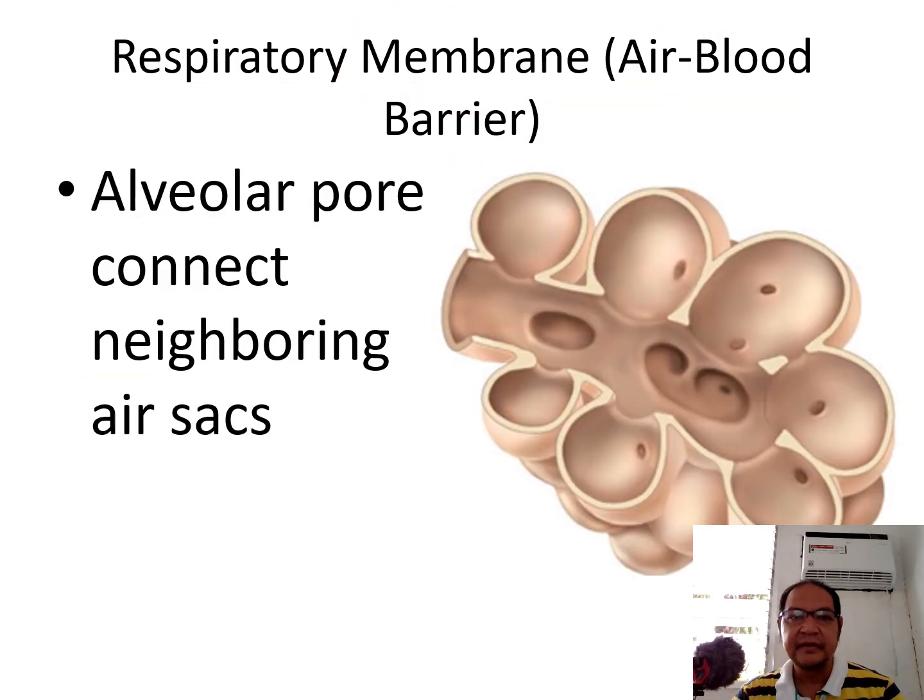Okay, so respiratory membrane, alveolar pores connect neighboring air sacs. If you look at the alveoli, there is a pore here, holes that connect to the other alveoli. Because sometimes if this is clogged, there will be no air supplying here, but it can have a supply of air when this one is connected there and connected here. So the connection in between alveoli is called alveolar pore.